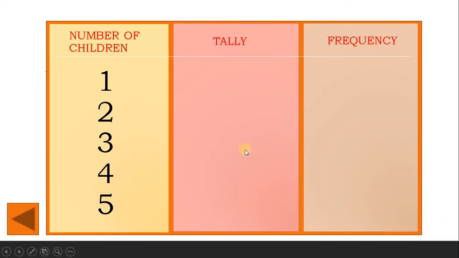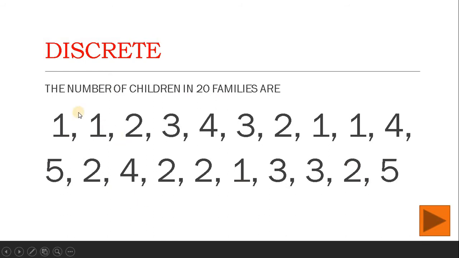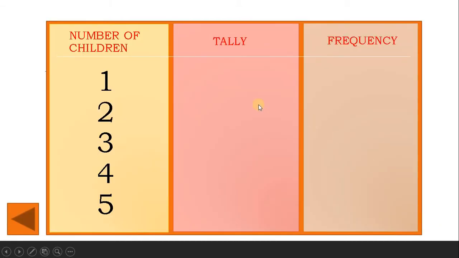So let's continue. And what about the tally? In the tally, we count how many times the number 1 occurs. Let's go back to the data. Let's count 1. 1, 2, 3, 4, and 5. Therefore, we have 5 families that have 1 child. So what we are going to write here is a tally, like this: 1, 2, 3, 4, and 5.